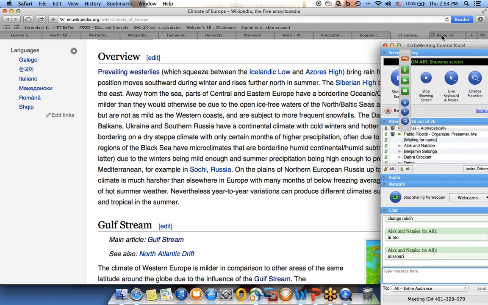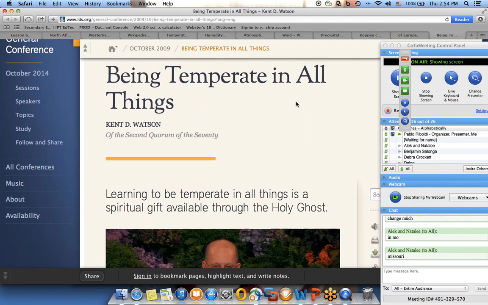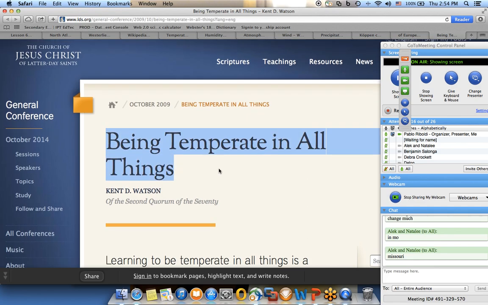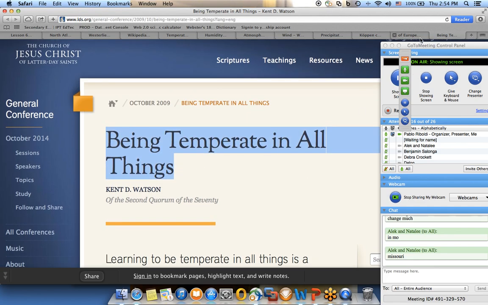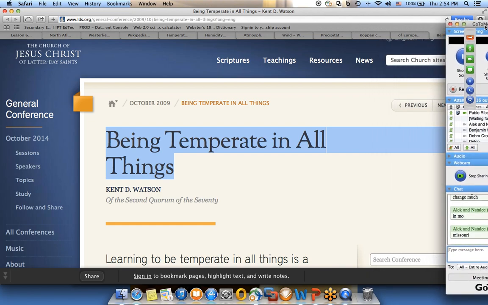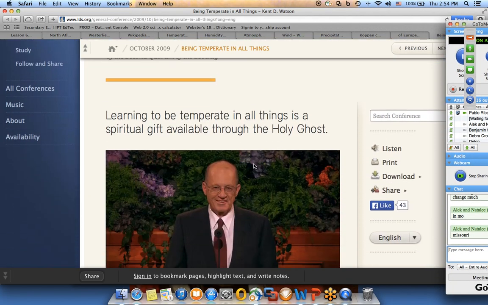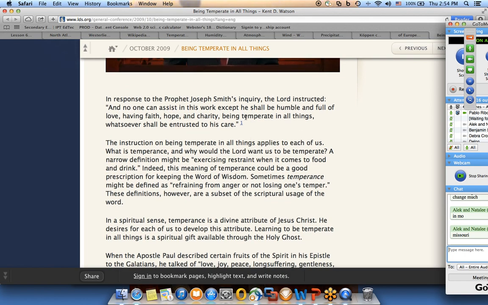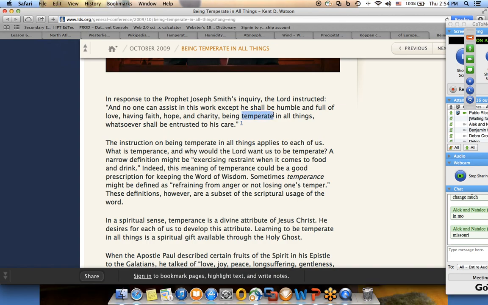Now, there's a talk that Elder Kent D. Watson gave in the October 2002 General Conference, titled Being Temperate in All Things. There are several scriptures that talk about the word temperate. I would really invite you to do a word study. Search the word temperate in the scriptures.